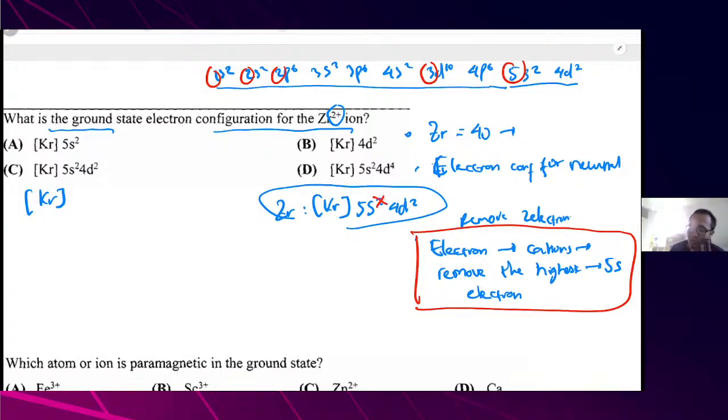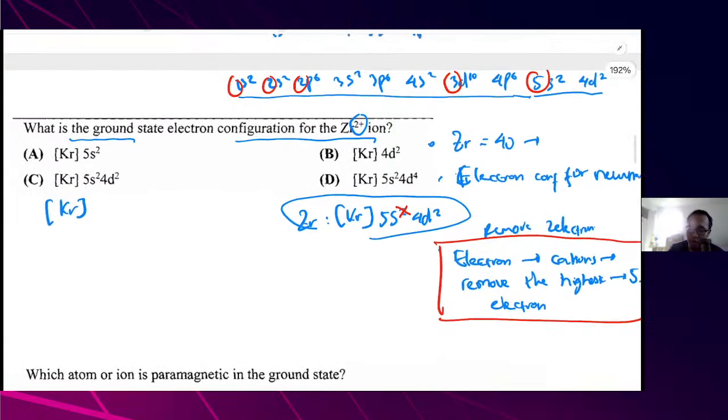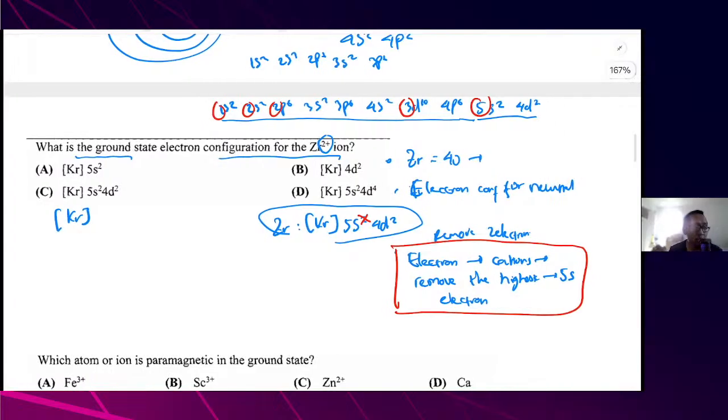So we remove this part, 5s2. We remove 2 electrons from the electron configuration, and removing 2 electrons gives us [Kr] 4d2. So the correct answer should be B. As you can see over here, this is the correct answer for that one.